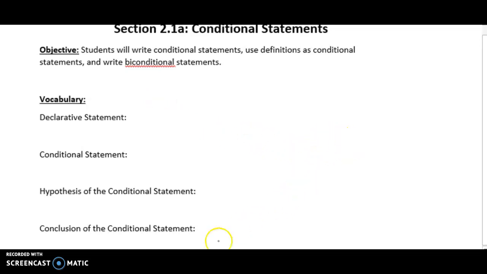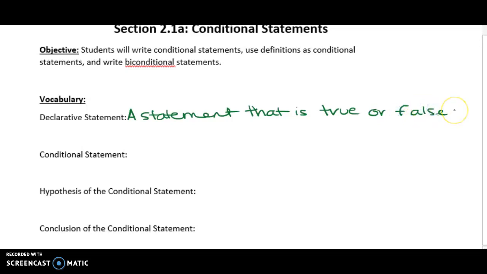Now, a declarative statement, maybe you know from English, maybe you don't. It's just a statement that is true or false. So it's just a statement like the sky is blue, the sky is green. I am smart. It's a statement that you can say definitively, yes, that's true, or no, that's false. There's nothing left to be imagined, I guess.